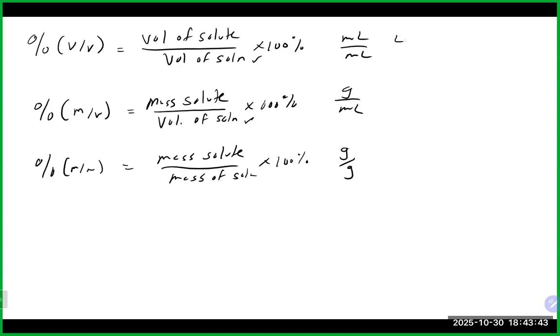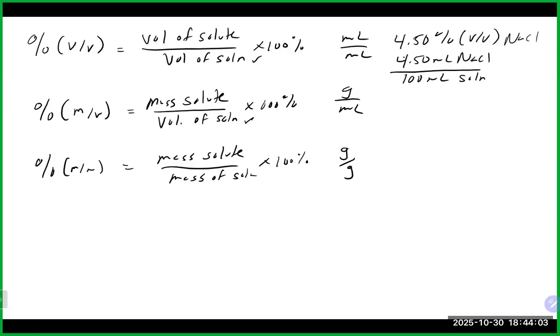So if you had a 4.5% volume to volume, that's the one they use for alcohol, right? Percent by volume. That would mean that you have, say, sodium chloride. You would have 4.5 milliliters of sodium chloride in 100 milliliters of solution.